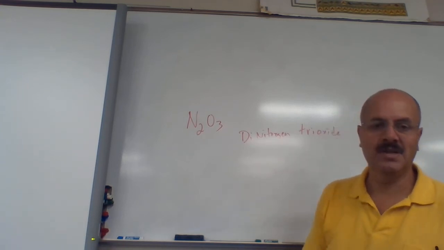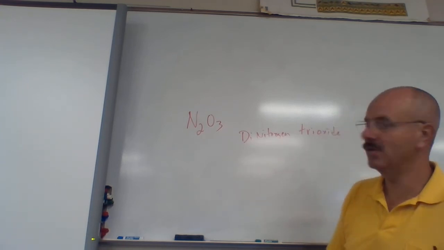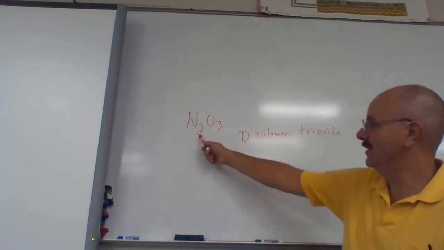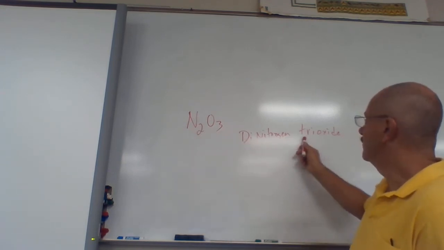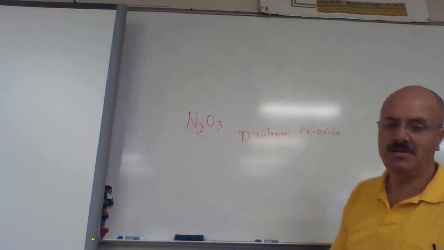I always like to think these ones are nice and easy because it's really pretty straightforward. Everything that's in that name tells you everything about this formula. Because it's di, that's 2, and it's the element nitrogen. Then tri means there's 3, and oxide means it's oxygen.